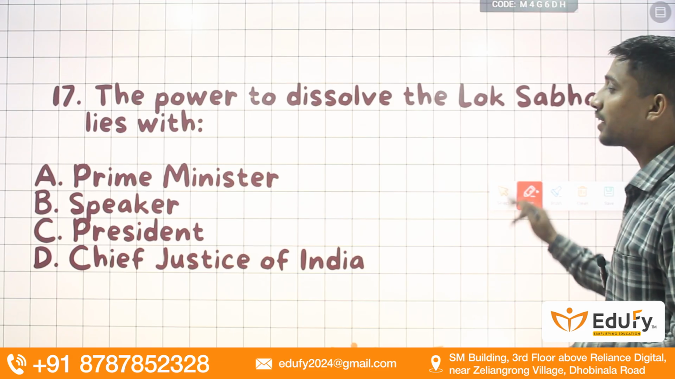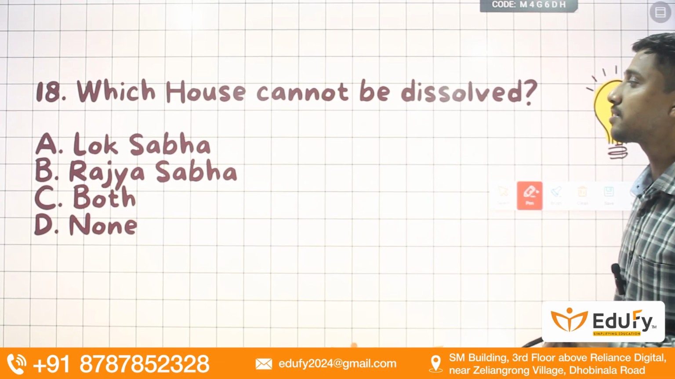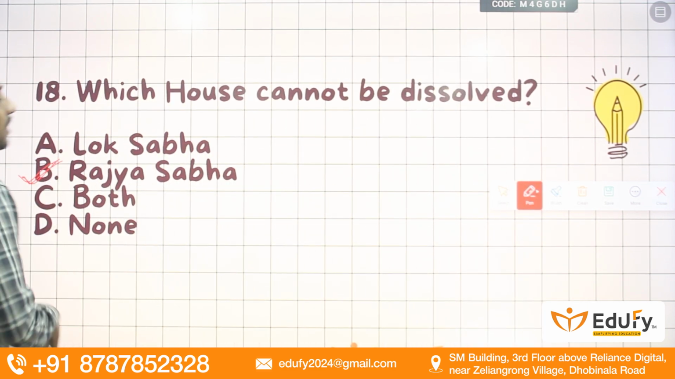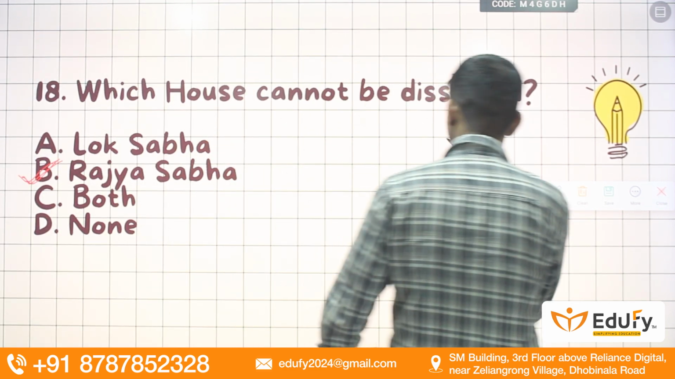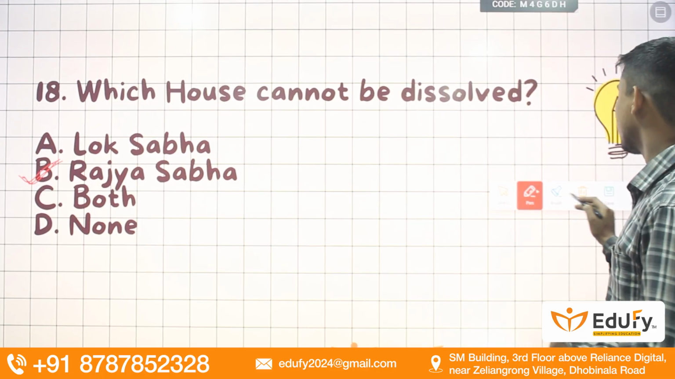Moving towards the next question, guys, we have which house cannot be dissolved, or which house is the permanent house. So guys, we have talked about that. It is nothing but the Rajya Sabha. Rajya Sabha is not dissolved. Unlike Lok Sabha, Rajya Sabha is never dissolved.